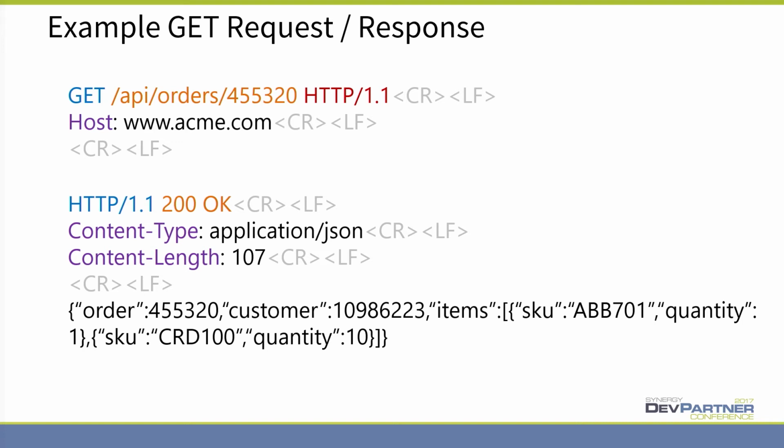So we're doing a GET to a site identified by the host. We're calling API orders and an order number, and the response we get back is HTTP 1.1 200 OK. So it's a successful response, and I am sending data. By the way, I'm sending you JSON, and it's 107 bytes long. And then there's the end of the headers, and there is the response data. This is exactly what RESTful web services look like. This is what we're going to be building, and this is what we're going to be implementing through the day.